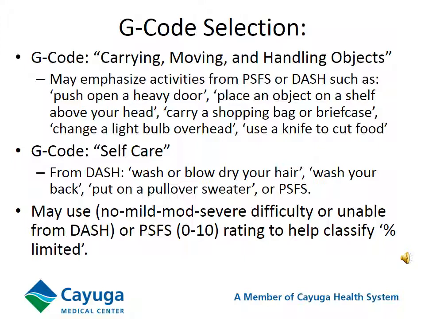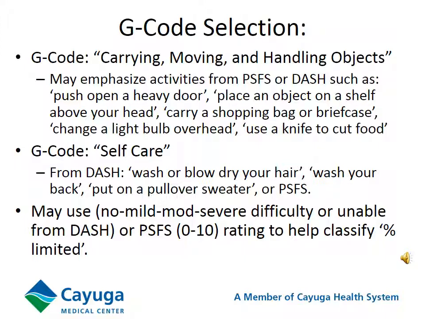Regarding G-code selection, there are a couple G-codes that are very relevant to patients with shoulder problems. The code discussing carrying, moving, and handling of objects is probably the most relevant, and it emphasizes activities from the DASH such as pushing open a door, putting an object on a shelf or reaching above your head, carrying objects, using a knife to cut food.